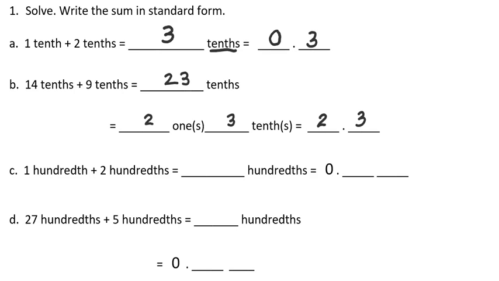In question C, I have 1/100 plus 2/100. That would give me 3/100. I'll write that in standard form. I have 0 ones, 0 tenths, and 3/100. In question D, I have 27/100 plus 5/100. That would give me 32/100 because 27 plus 5 is 32. And to write that in standard form, I have no ones. I have 32 that lands in the hundredths place, 32/100.